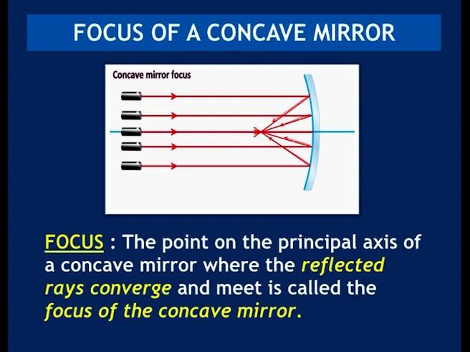Now, let us define the focus of a concave mirror and convex mirror, children. The point on the principal axis of a concave mirror where the reflected rays converge and meet is called the focus of the concave mirror. Okay children. So, light rays coming from infinity are parallel to the principal axis, and after reflection they all meet at the focus of the mirror. This is the focus of a concave mirror.